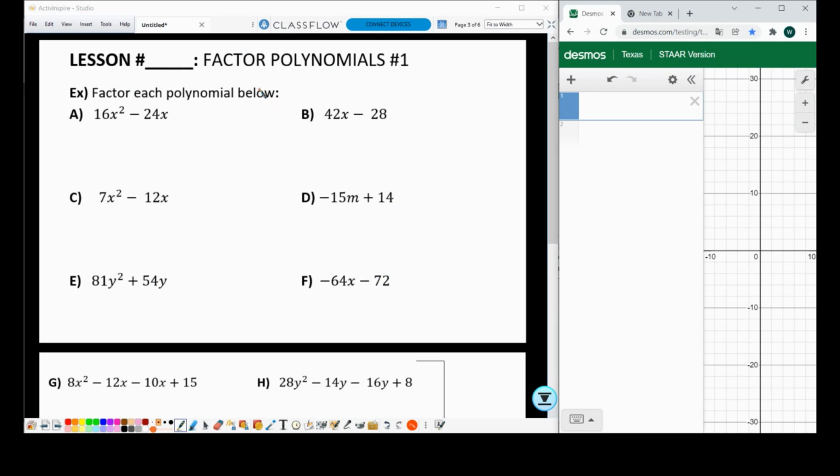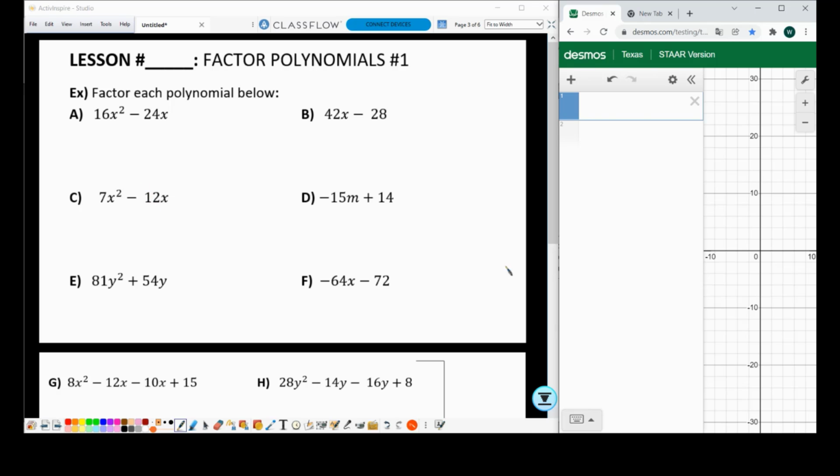Hello and welcome. Today's lesson, we're going to learn how to factor polynomials. We're going to start with these problems right here, which are binomials. So in this situation, you'd ask yourself, what is the biggest number that divides 16 and 24?